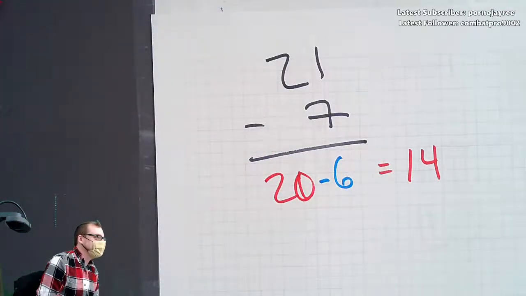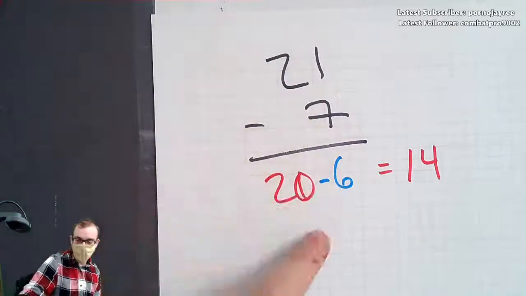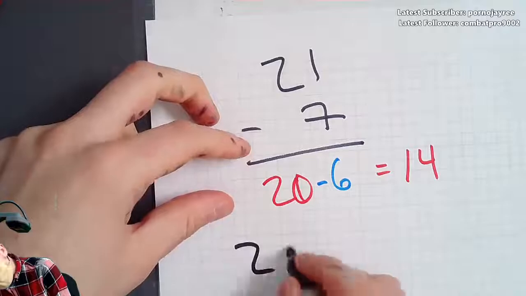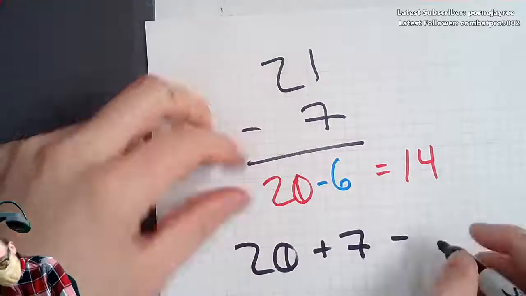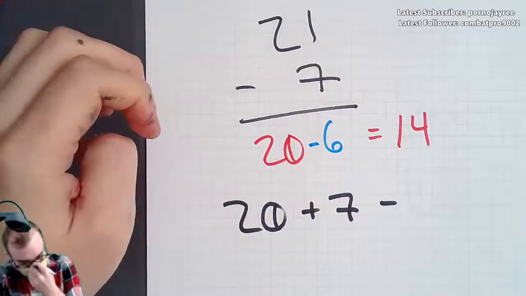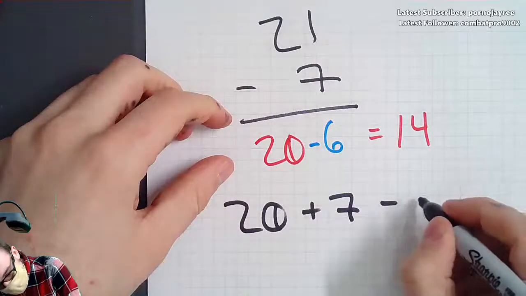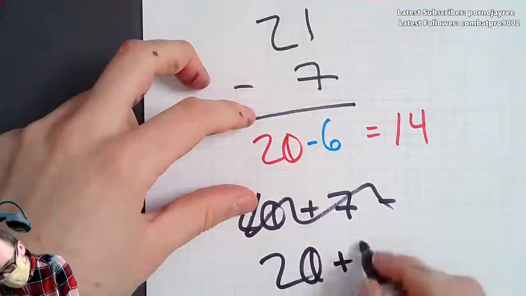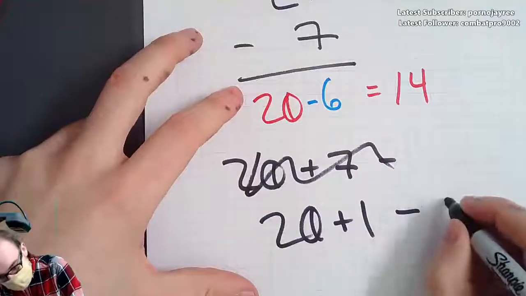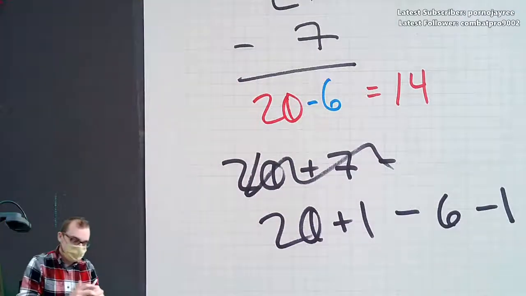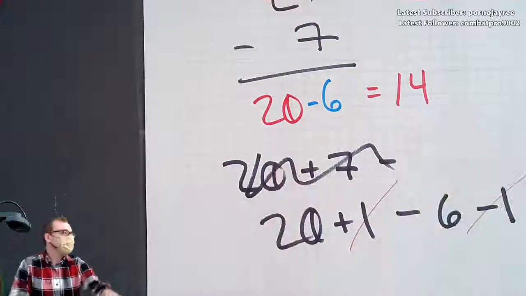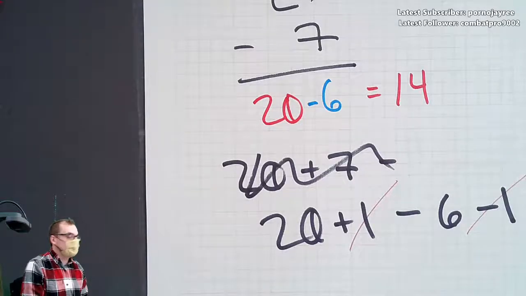What? Dude, all we're thinking about is we're saying, look, this is 20 plus 1, and I'm taking away 7, or what are we, wait, hold on, what did I do here? 20 plus 1 minus 6 minus 1. And we're saying, look, that's nothing, and all we have is 20 minus 6. That's one way to do it.